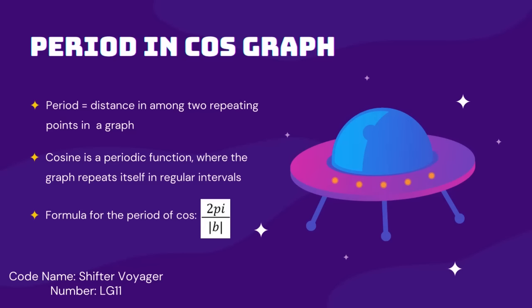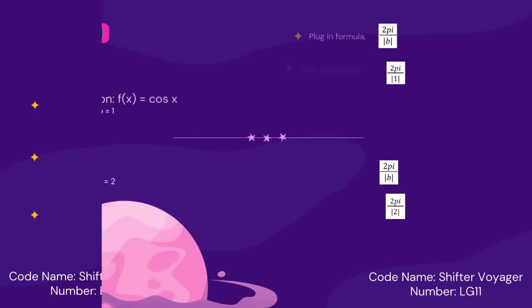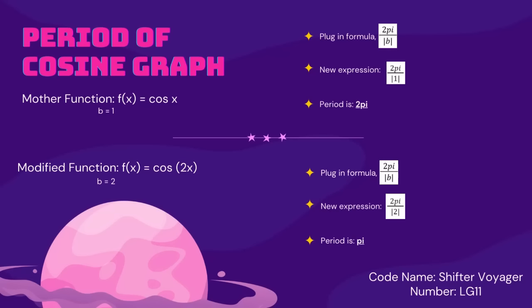Repeating points is guaranteed here, especially since it is a cosine function. You see, in cosine and sine functions, they are periodic functions. Basically, the graph or the function repeats itself in regular intervals. And by the looks of it, there is a formula we can use to get a period. It is 2 pi over the absolute value of b. Now, let's take a look at the function for our exploration.